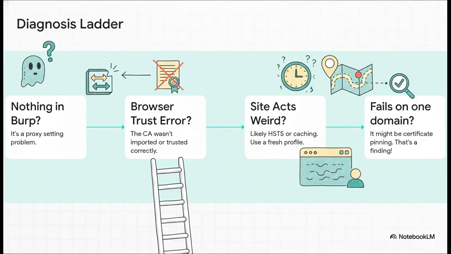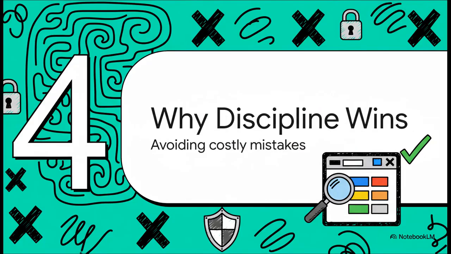And what happens when HTTPS inevitably breaks? Don't panic, just climb this little diagnosis ladder. If you see nothing in Burp, it's a proxy issue. If you get a big, scary trust error, it's a certificate issue. If the site is just acting weird, it's probably caching. Just nuke it and start a fresh profile. And hey, if it only fails on certain domains, that could be certificate pinning, which isn't a failure, that's a finding.